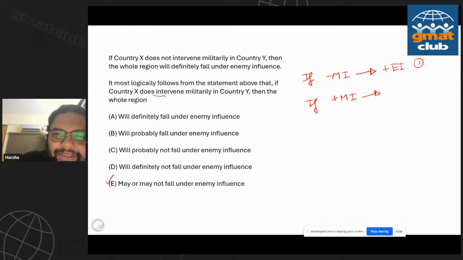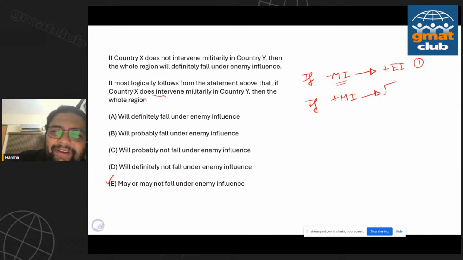This is exactly what we discussed, right? I only know what happens if the country does not intervene. Then definitely that region is going to fall under enemy influence. And feel free to use real life examples. There are wars happening all over the world. Feel free to pick your poison, pick your version, right? But what happens if a country intervenes militarily?